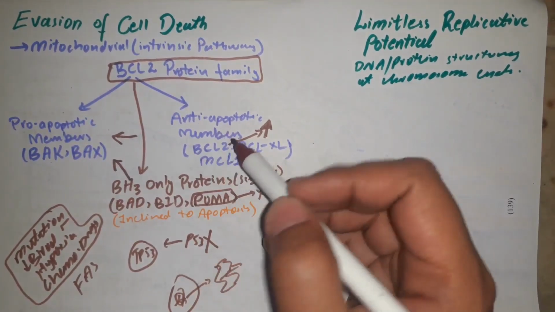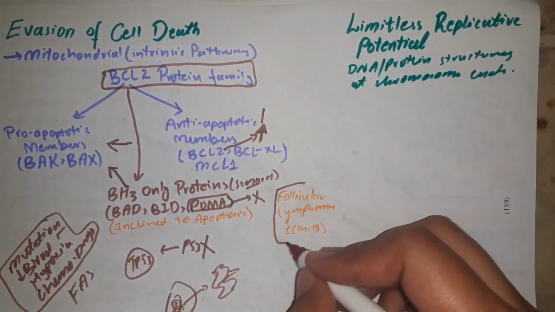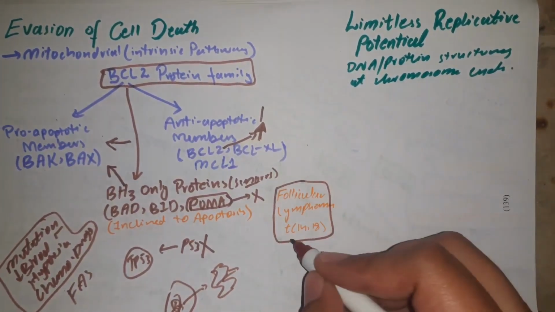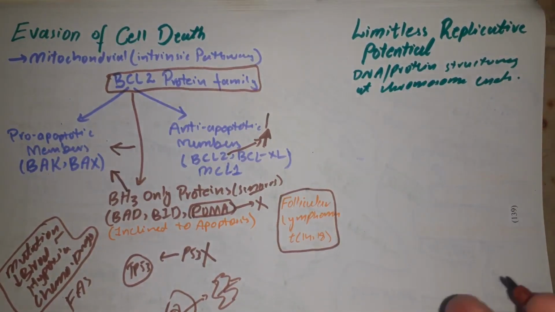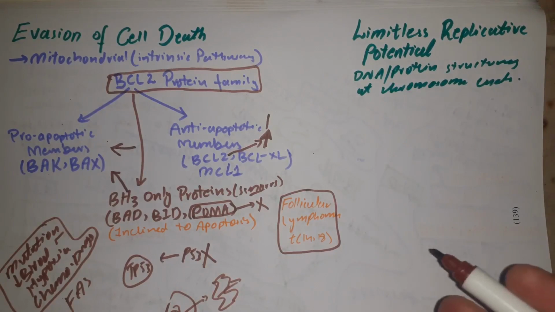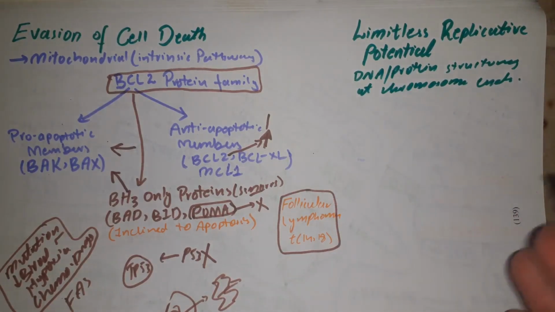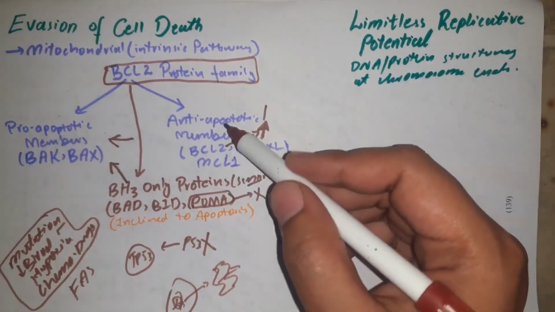For example, BCL2 is upregulated in follicular lymphoma. In follicular lymphoma, there is a 14;18 translocation, in which the BCL2 gene is translocated to the immunoglobulin heavy chain, and it's upregulated as a result. There is an anti-apoptotic response, and the cell doesn't die, and there is follicular lymphoma, which we will study in the blood system.